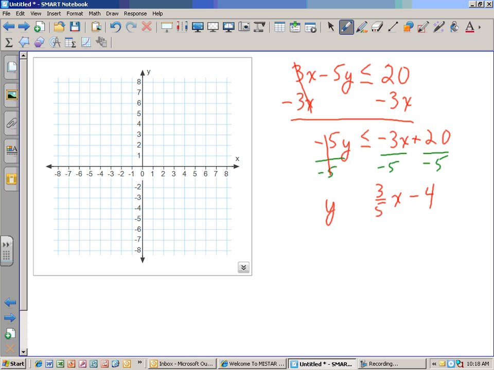And what about the sign? Flip it. You have to flip the sign. So it's going to be greater than or equal to. And that's a much easier equation to graph. It's going to cross the y-axis at negative 4. My slope is 3/5. That means I'm going to go up 3 and over 5. And I'll put another point here. Is it going to be a solid line or a dotted line? Solid, because it could equal.